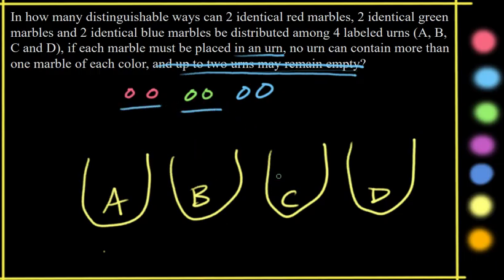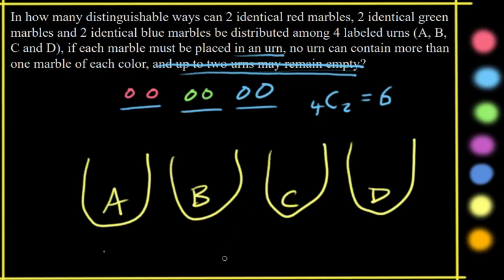How many ways are there to distribute the greens? And how many ways are there to distribute the blues? Because you can't put the two reds in the same one, basically you're just choosing 2 of these 4 urns to place these 2 marbles into. So that's 4 choose 2, which is equal to 4 times 3 over 2, or 6. And the same thing is true with the greens, and the same thing is true with the blues. So you've just got 6 cubed.